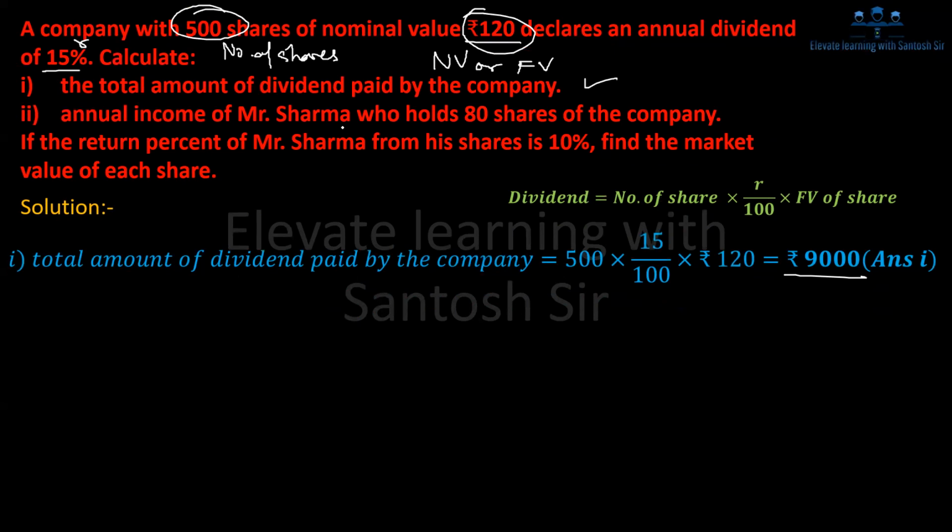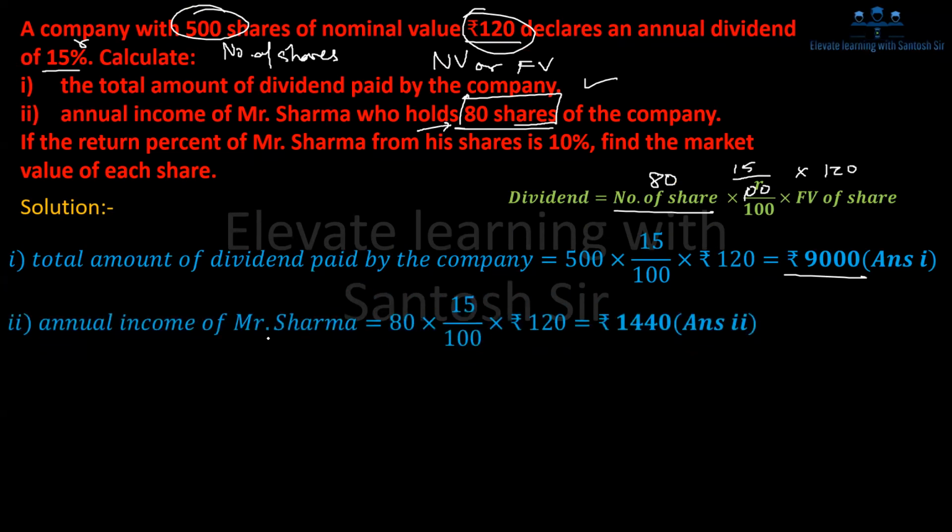The annual income of Mr. Sharma, who holds 80 shares of the company. Now there is somebody called Mr. Sharma who has 80 shares of this company. His annual income will be what? Same thing. Number of shares, that is 80, multiplied by rate of dividend, that is 15 upon 100, into face value of the share, which is 120. So we will use the same formula to find Mr. Sharma's annual income, and it is rupees 1440.